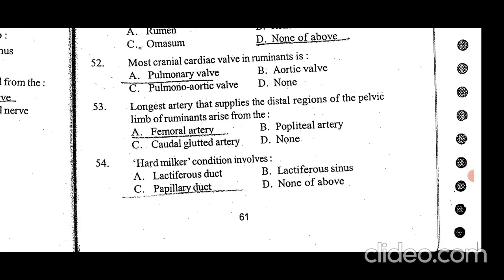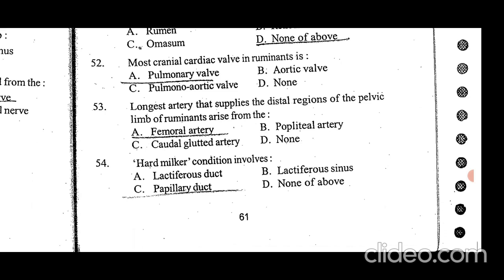The most cranial cardiac valve in ruminants is the pulmonary valve. Which is the longest artery that supplies the distal regions of the pelvic limb of ruminants? The largest artery is the femoral artery, and this femoral artery supplies the distal regions of the pelvic limbs of ruminants.